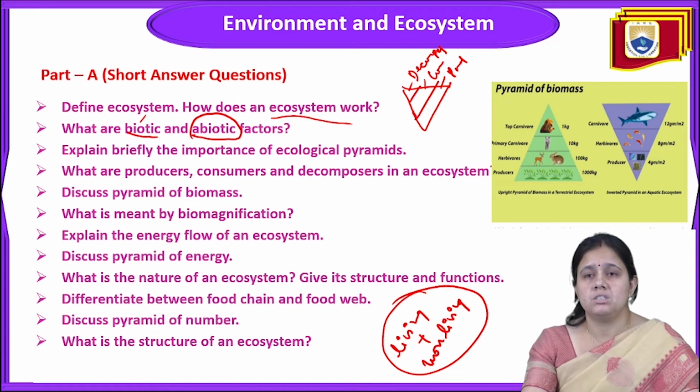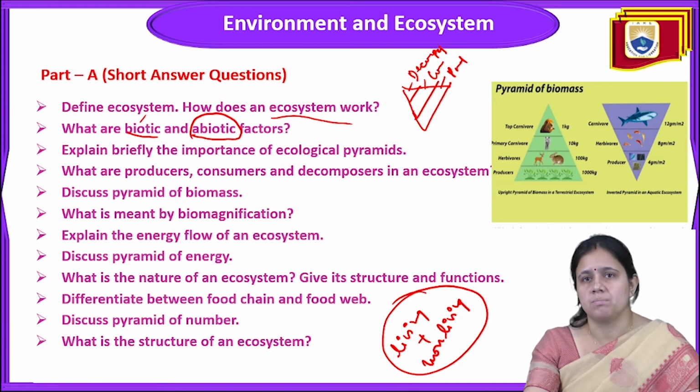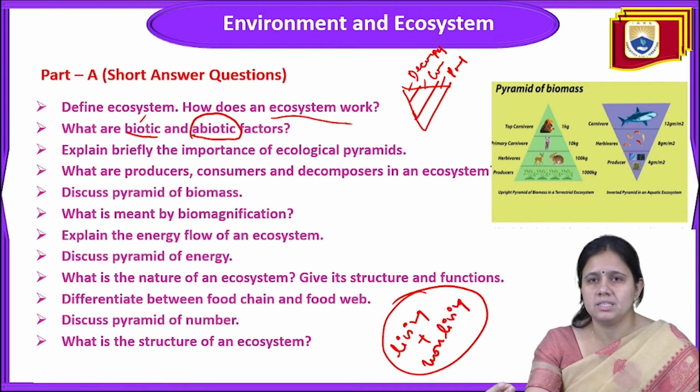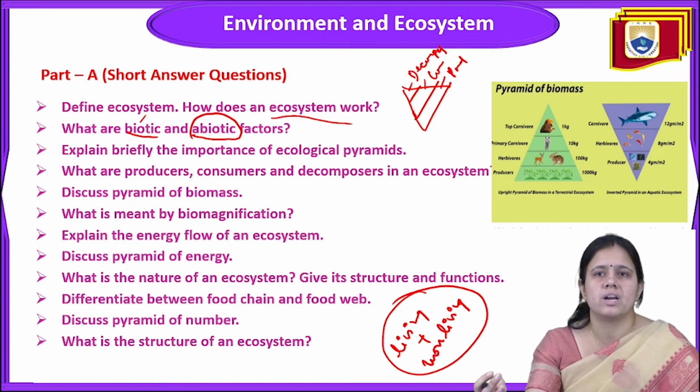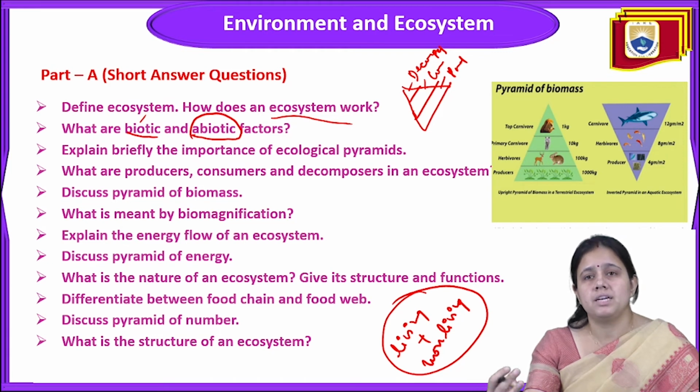Producer, consumer, and decomposer in an ecosystem. Producers are those that produce the energy, meaning green plants are the producers. Consumers are those that consume the producers. Like, deer is consuming green plants, so deer is the consumer.